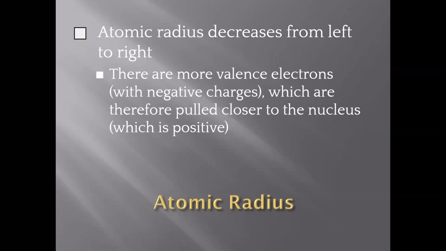It's how big. So atomic radius is going to decrease as you move from the left side of the periodic table towards the right. And the reason for that is as you move from left to right, atoms have more of those things called valence electrons or outer electrons, which have negative charges. And since the nucleus is positively charged due to all those protons, the more negatives there are, the closer they're going to get pulled in towards the nucleus, making the distance across an atom smaller the more valence electrons you have.